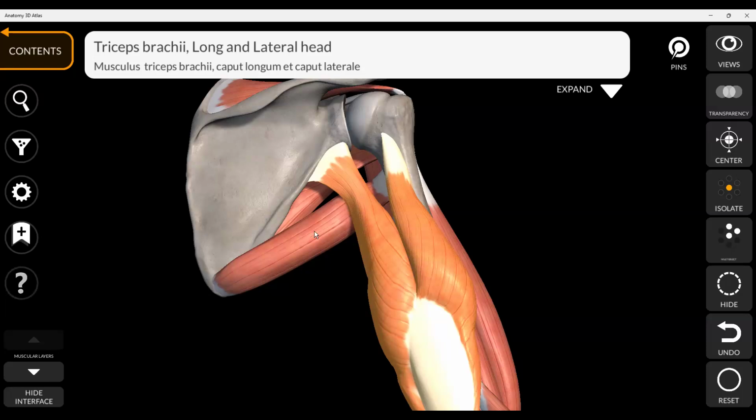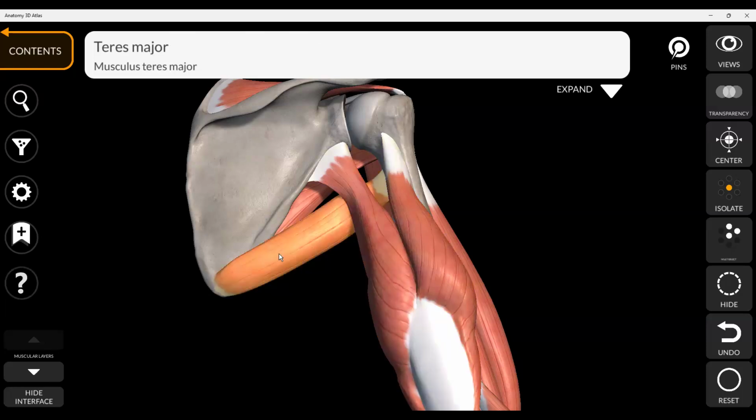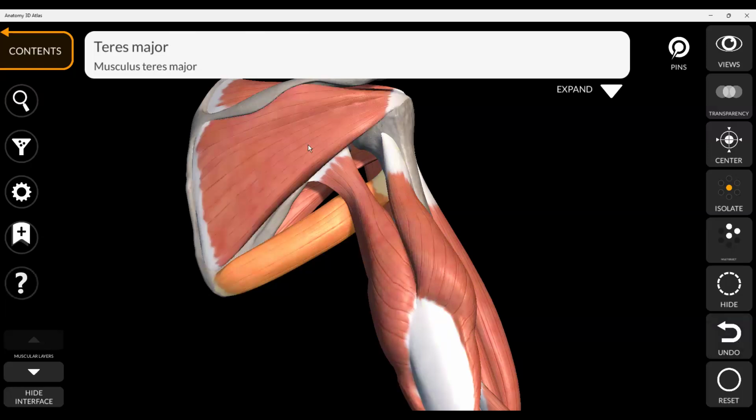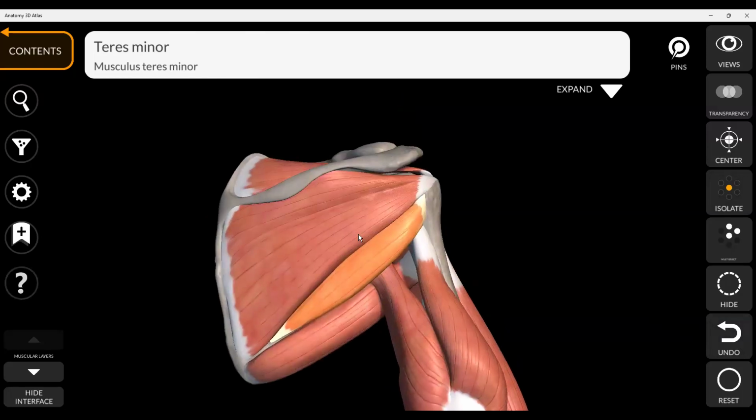So we have understood all these muscles. So this is the teres major. Now it is the infraspinatus, and this muscle is the teres minor. So we have understood the muscles.